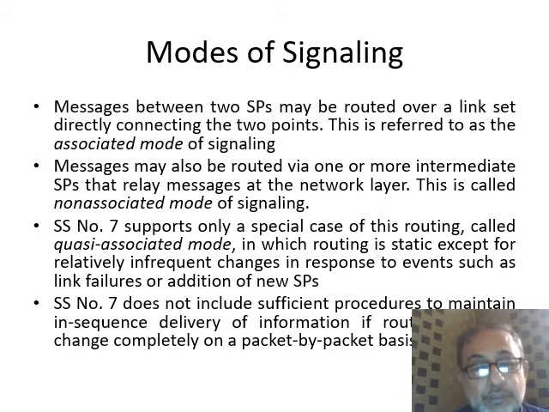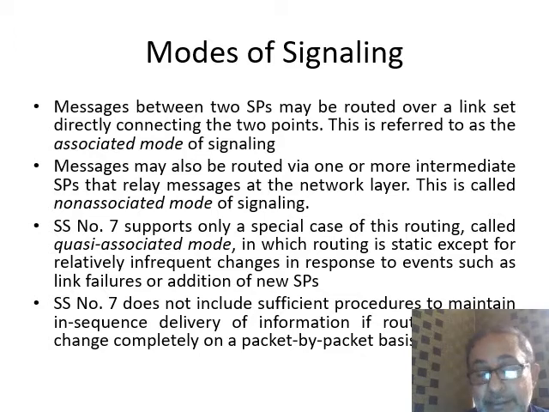Now, what are the modes of signaling? Messages between two signaling points may be routed over a link set directly connecting the two. This is called the associated mode of signaling. If two signaling points are directly connected through a link set, then it would be called an associated mode of signaling. If they come through some other intermediary signaling points, then it would be called a non-associated mode of signaling.